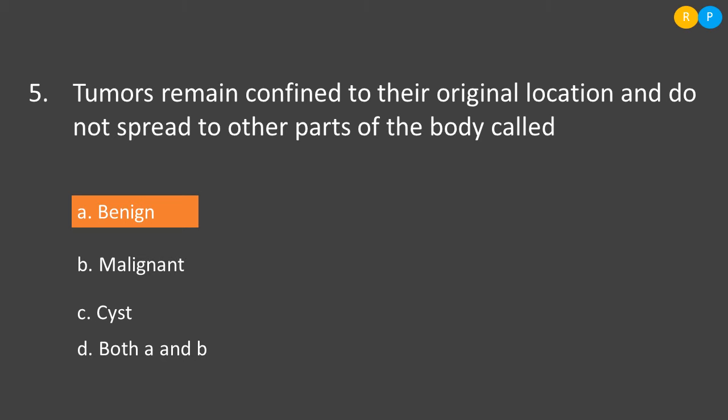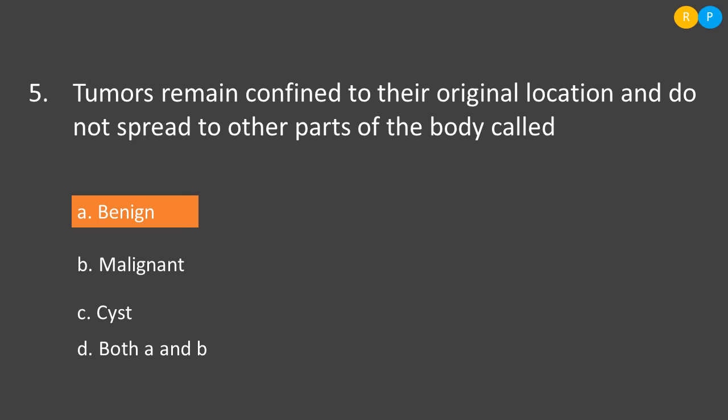So if the tumor is spreading from one part of the body to another part of the body, that kind of tumor is called as malignant tumor. So malignant tumor is cancerous. Benign tumor is not cancerous in most of the cases. So let us see the answer. Option A, benign tumor. So as I told, if the tumor is confined to the original location, that kind of a tumor is called as benign tumor.